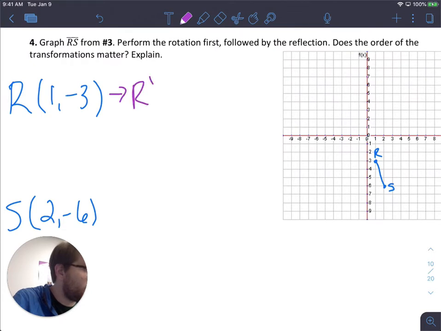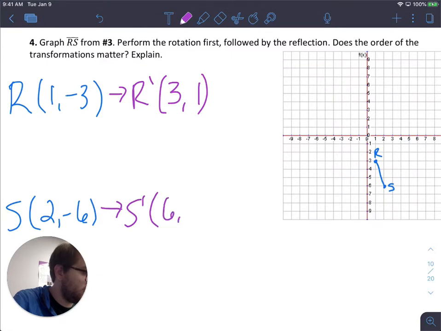Okay, so R prime, if we're rotating 90 degrees, because we're flipping the transformations from number 3, we flip our values, and we do the opposite sign for the first value, so 3, 1. So S prime would be 6, 2. So remember, when rotating 90 degrees, we flip them around, and then the first value becomes the opposite sign. So instead of -3, it's +3. Instead of -6, it's +6.